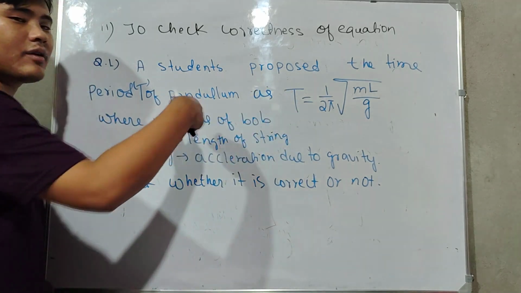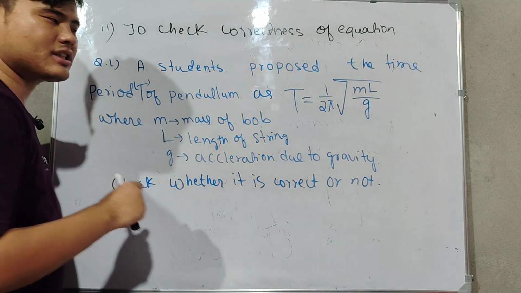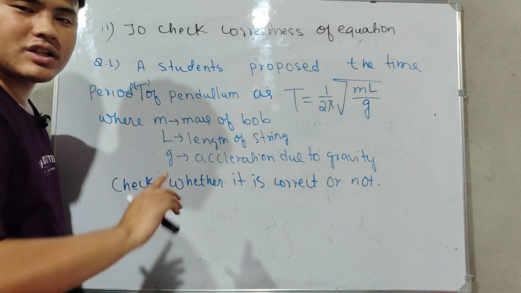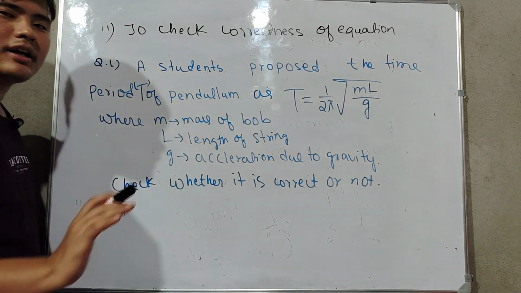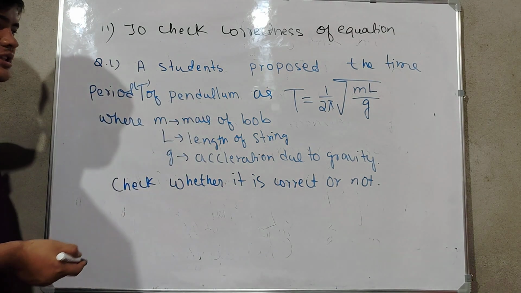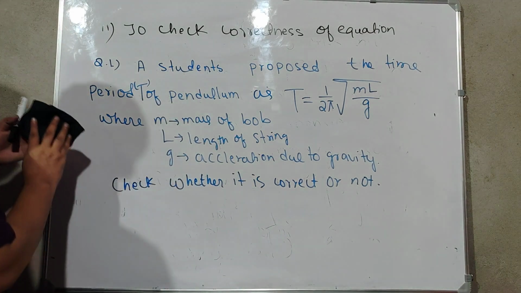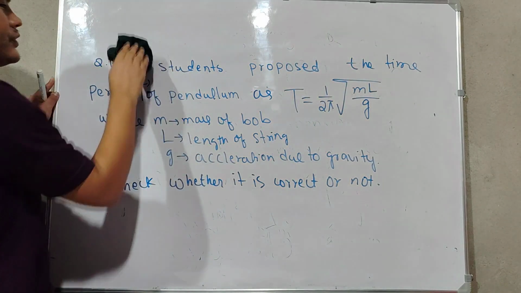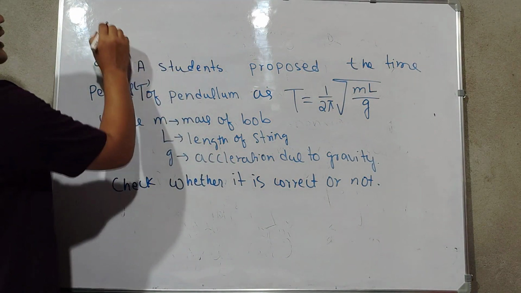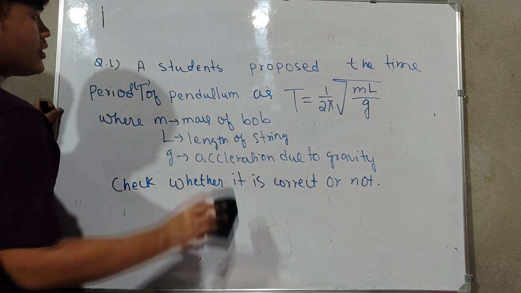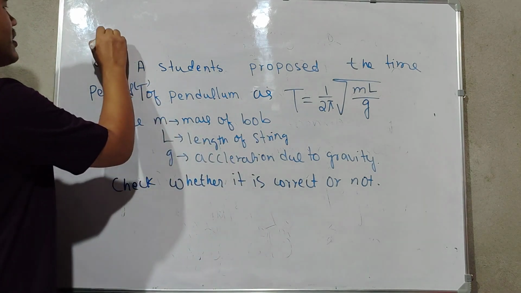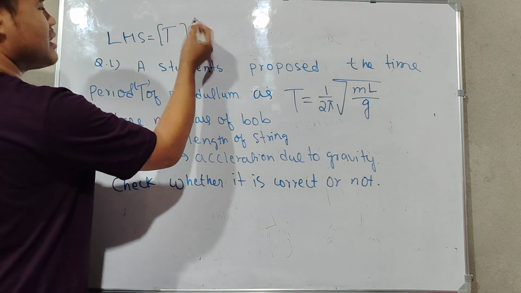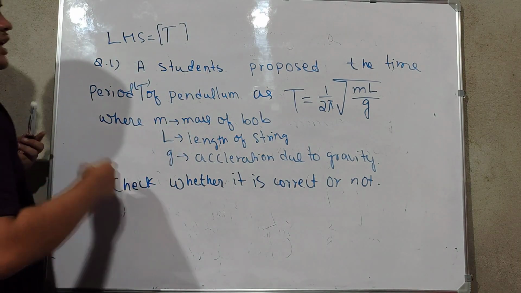First you will find the dimensions of the left hand side. After that you will find the dimensions of the right hand side. If the dimensions are not matching, then it is not a correct equation, right? Yes, yes sir. So you check it. On the LHS what we have is T only, the time period, so the same dimensions, right?